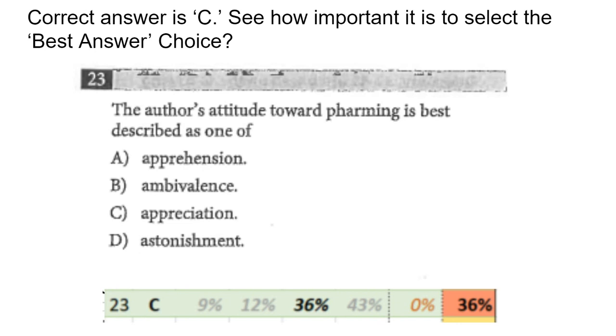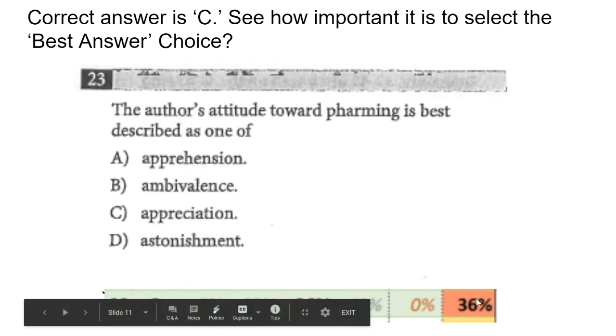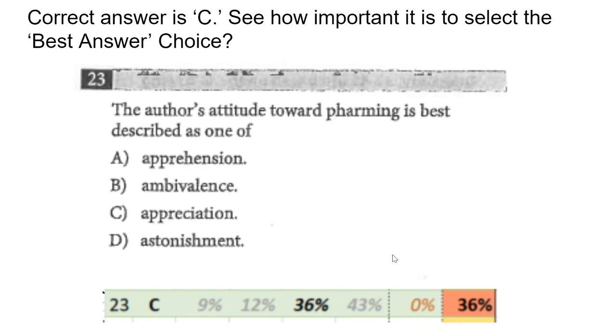The next question we're going to review is question 23. The author's attitude toward farming is best described as one of C, appreciation. So the correct answer here is C, appreciation. It's really important when you are answering these questions to choose the best answer choice. With astonishment and appreciation, the two answers that we answered the most here, C and D, they are very close in what they can mean, but it's important for you to choose the best one.